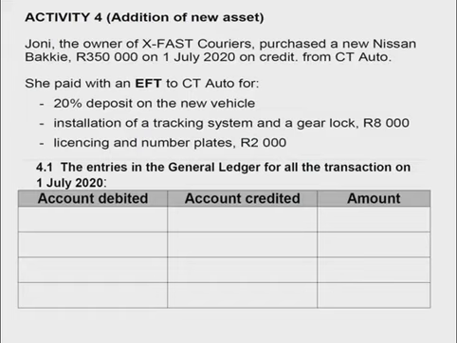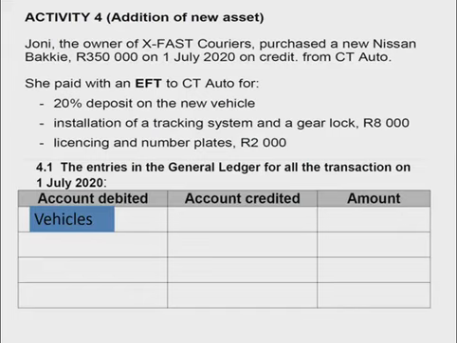Okay, so there is already a transaction, by the way. There is a transaction where it says that she purchased a new Nissan bakkie for 350 on the 1st of July, and she bought it on credit. So that is a transaction. So that means that she actually bought a vehicle, and my vehicles will increase. Therefore, I'll have to debit the account vehicles.